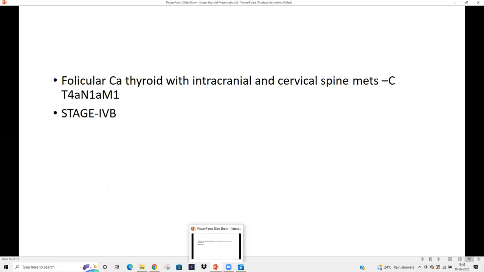So EBRT will reduce the cerebral edema which is caused due to iodine 131 therapy, and allow appropriate treatment. So your protocol should be EBRT followed by iodine 131. Both are good for this patient.